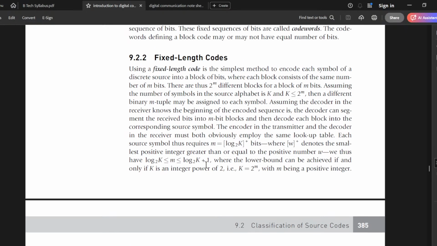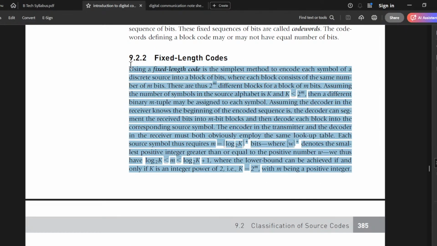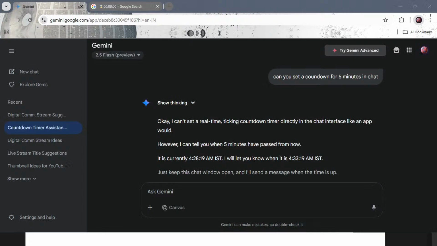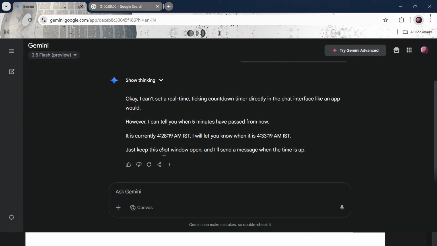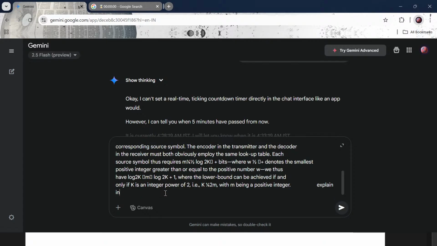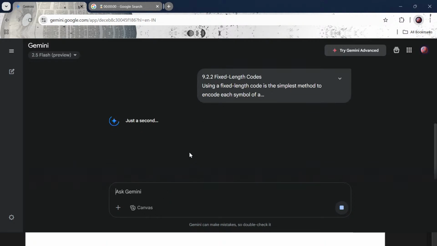Okay. So whenever you have a problem, just copy this. Uh, let's give it to Gemini. Let me just turn on the screen for Gemini. Okay. Explain in simple manner. Okay, let's see.